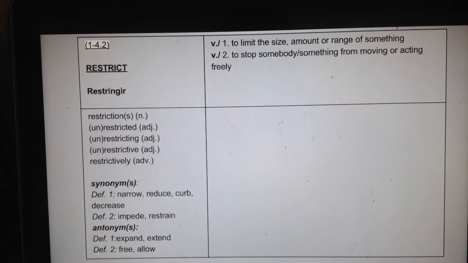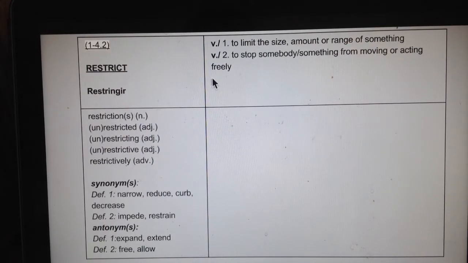Restrict has two syllables, restrict, and the emphasis or stress is on the second syllable, strict. And there's a lot of consonants there, so try to be sure to pronounce them all. Strict, restrict.